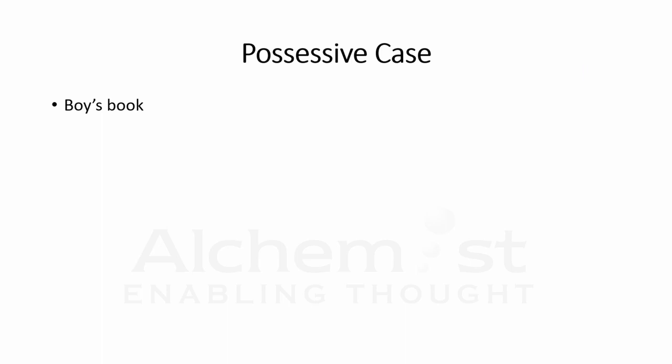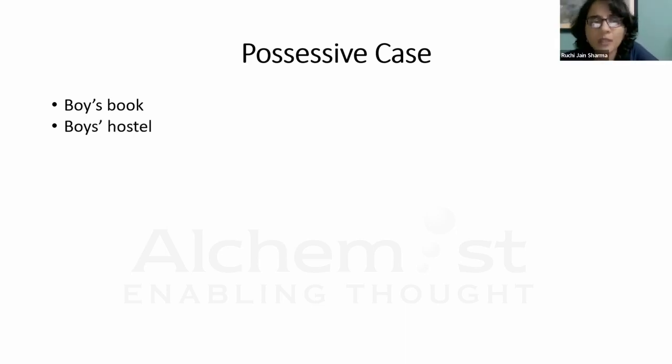The apostrophe will come after s. Yes. Very good. I'm glad that you know this, because most of the students don't. Now, if I want to say boys hostel, how will I write that? Apostrophe will be after s. Yes, very good. So boys, BOYS, apostrophe and then hostel.